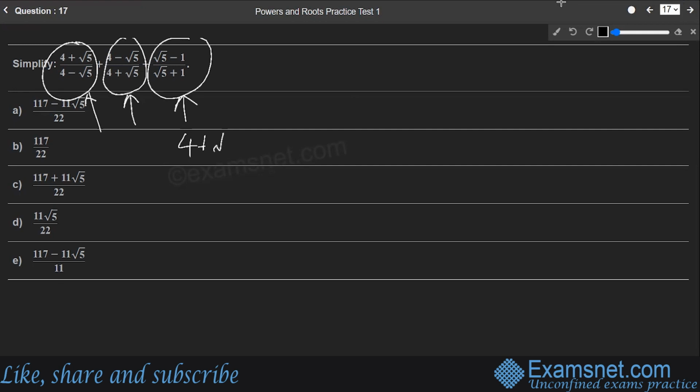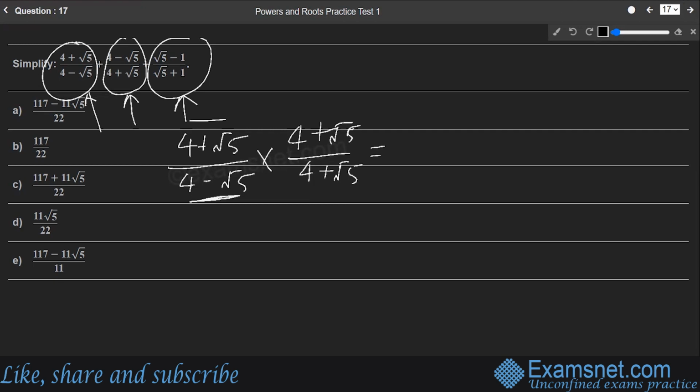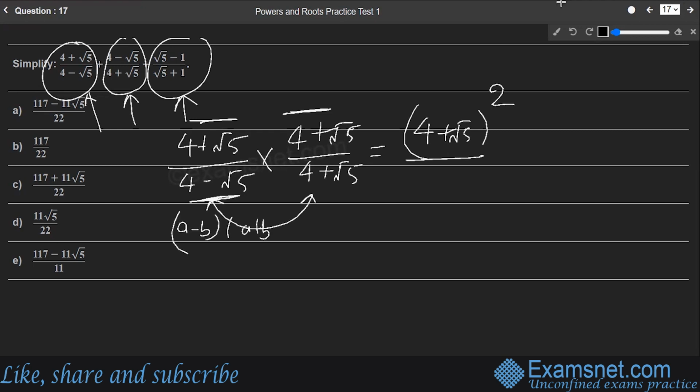The first term is 4 plus root 5 divided by 4 minus root 5. To conjugate this, we multiply by the conjugate of the denominator, that is 4 plus root 5 over 4 plus root 5. On the numerator side, it is a plus b's whole square, so it's going to be 4 plus root 5's whole square. On the denominator side, a minus b times a plus b is a square minus b square, so it's 4 square minus root 5 square, which is 16 minus 5.